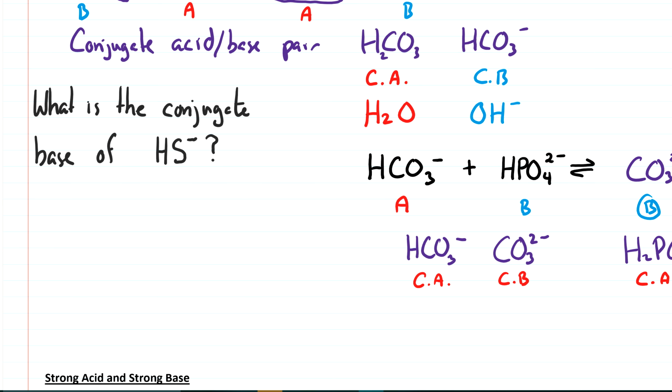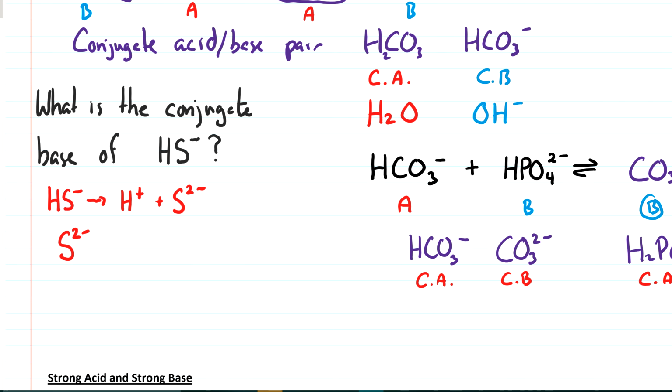Well, if you're looking for the conjugate base of HS minus, that means HS minus must be the conjugate acid, because you're looking for its conjugate base. So these compounds only differ by one proton. So if HS minus could be an acid, then it would have to lose a proton, turning into its conjugate base. So sulfide ion would be the conjugate base of HS minus.